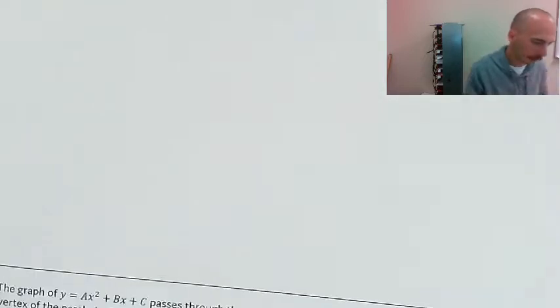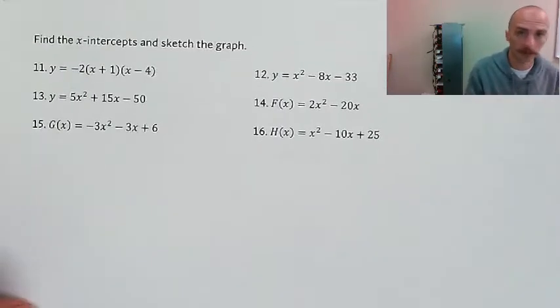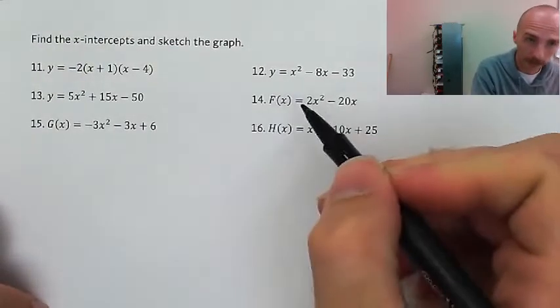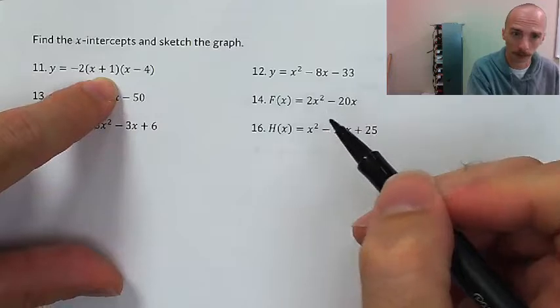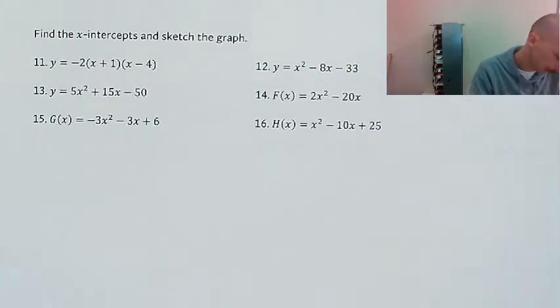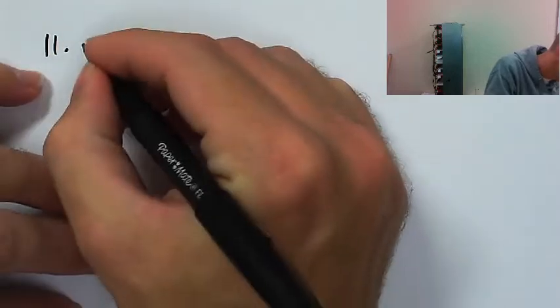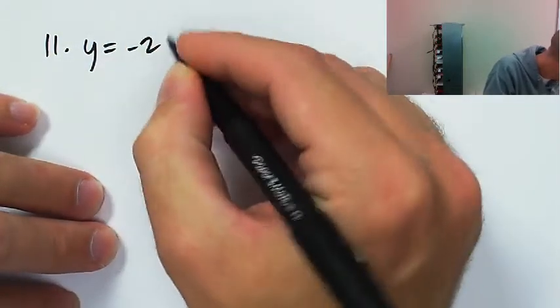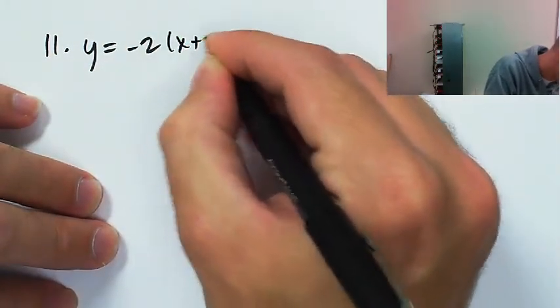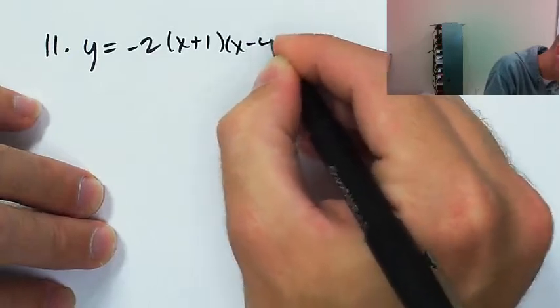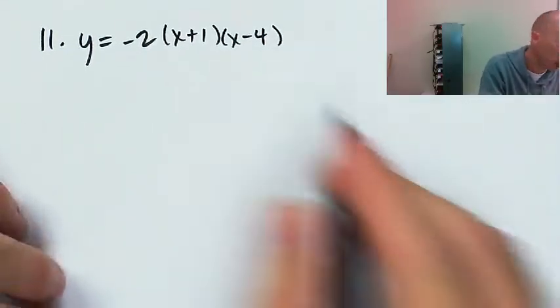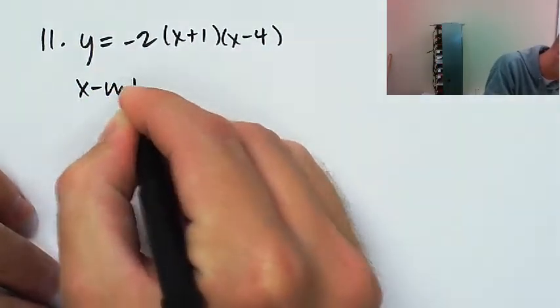All right, moving on to the back. Now we're going to find the x-intercepts and sketch the graph. This is where we're going to need to do some factoring, except for on this one, really being on the lookout for a greatest common factor. Number 11, y equals negative 2 times x plus 1 times x minus 4. If I'm trying to find the x-intercepts, that's where y equals 0.